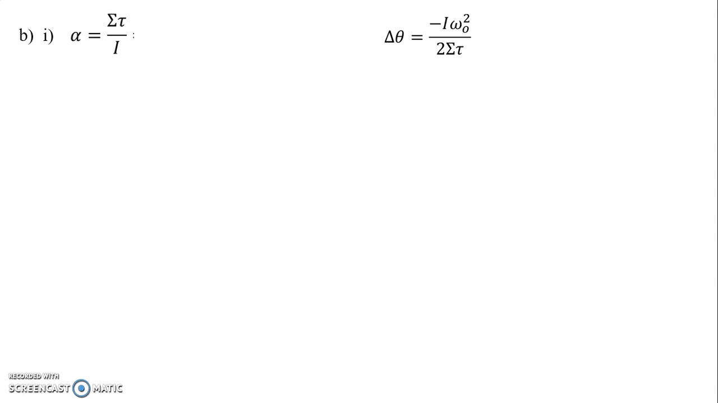Either way, though, we're doing sigma tau. And so you have to realize once Bob lets go, what's the only torque applied to the wheel? It's going to be the frictional torque. And since it's opposing motion, don't forget that's going to be negative net torque.